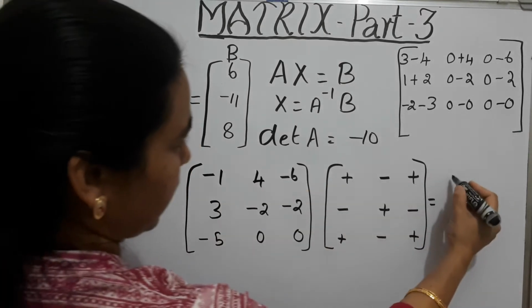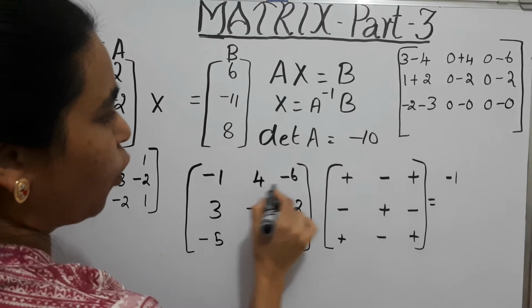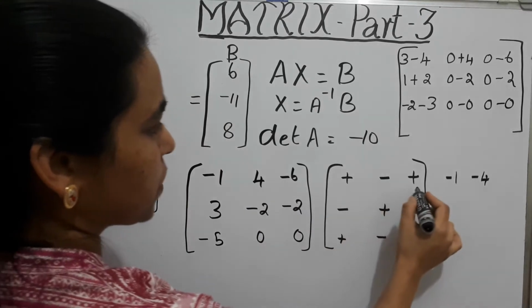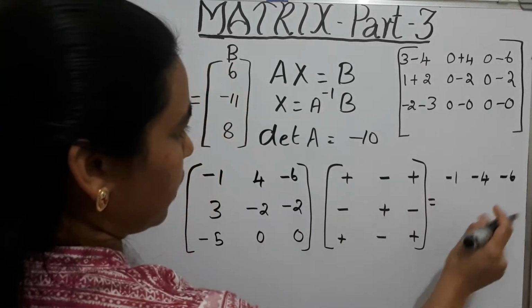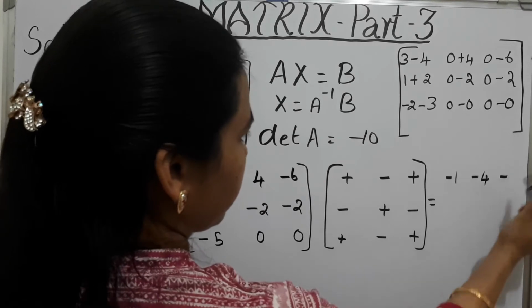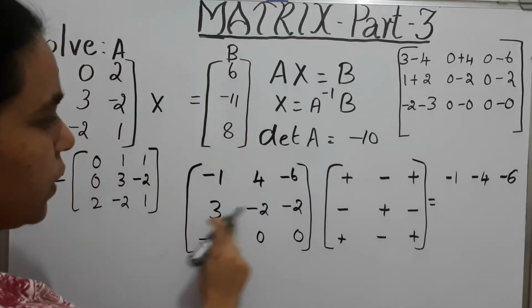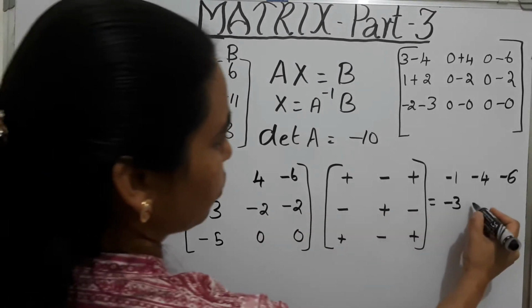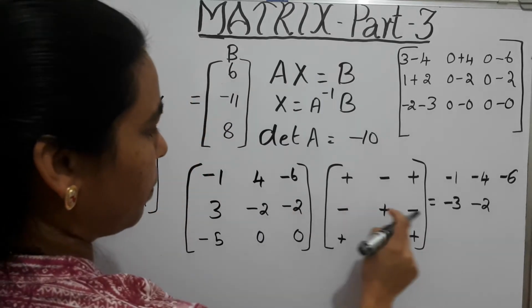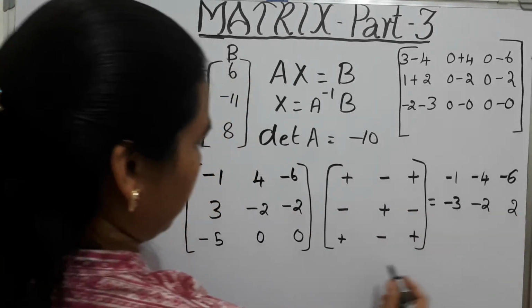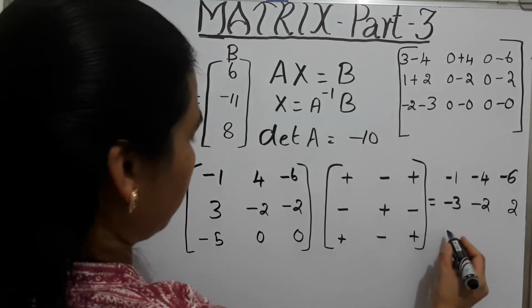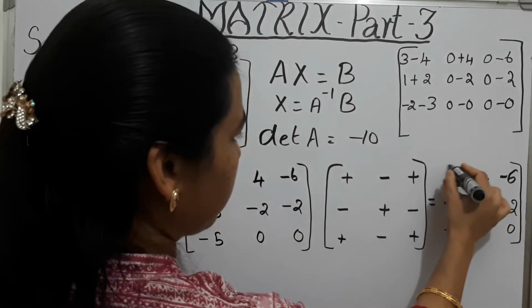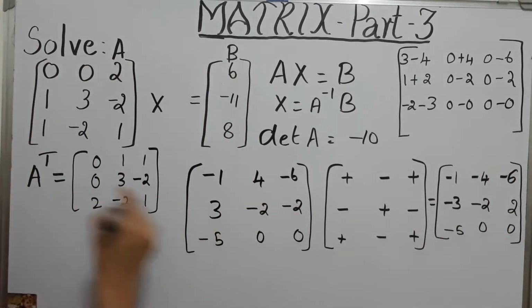Minus 1 times plus is minus 1 only, and then 4 times minus will become minus 4, and minus 6 times plus will be minus 6 only, and then 3 times minus will be minus 3, minus 2 times plus will be minus 2, minus 2 times minus will be plus 2, and then minus 5 times plus will be minus 5, and the rest are zeros. So this is the matrix you found from the transpose of the matrix.